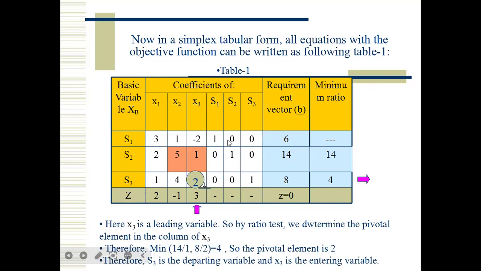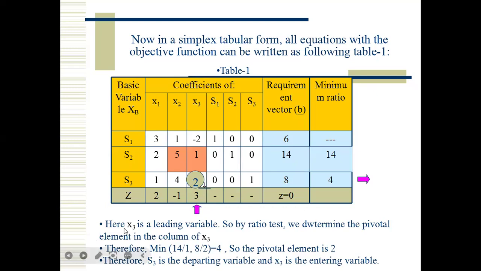Now this is the identity matrix 1, 0, 0, 0, 1, 0. That means S1 equals 1, S2 equals 1, and S3 equals 1, and all other terms are 0. And this is the requirement vector 6, 14, 8. Now this is the coefficient of the cost vector C1, and this is C2, and this is C3. The others there is no need to put. So now this is actually z equals 0.